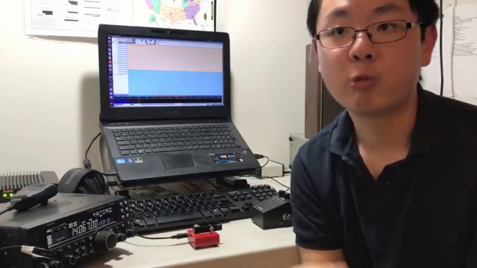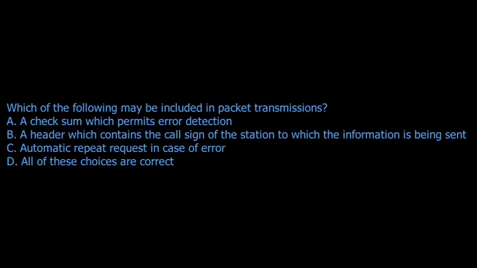So for example, this is one test question you might run into. Which of the following may be included in packet transmissions? A, a checksum which permits error detection. B, a header which contains the call sign of the station to which the information is being sent. C, automatic repeat request in case of error. Or D, all of these choices are correct. And as we just learned, all of the choices are correct. Choice D is the answer.